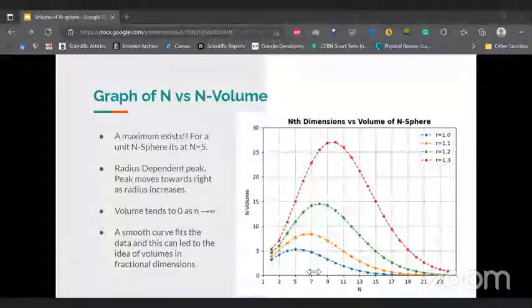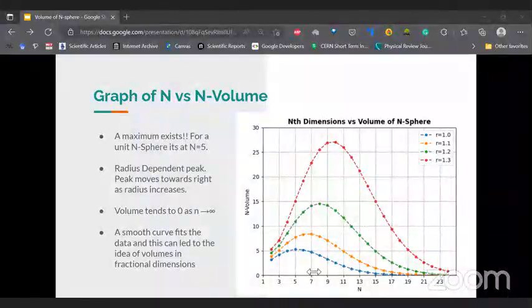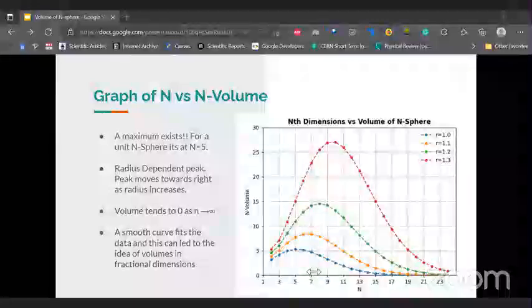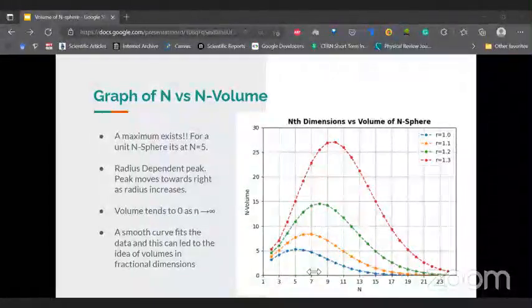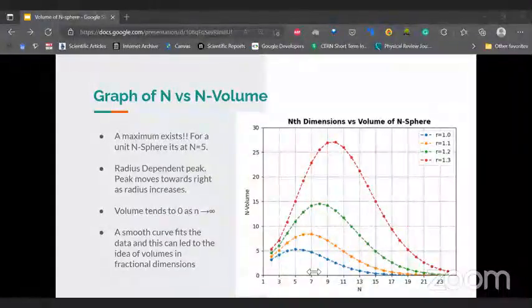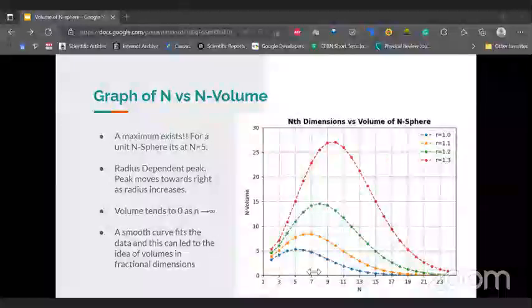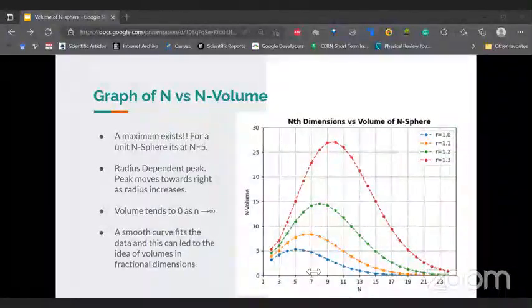What's also interesting is that as you tend n to infinity, the volume tends towards 0. It is as if the higher you go in dimensions, the space that you have is shrinking in a certain sense. Also, because the smooth curve seems to reasonably fit the data I've obtained, you can reasonably answer the question of what is the volume of a sphere with dimension, say, square root of 2, or what is the volume of a sphere with dimension n equals 2.5, and so on.